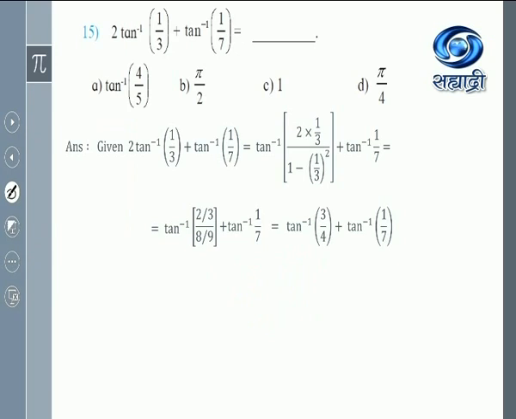Now see again, here we have two terms, tan inverse 3 by 4 plus tan inverse 1 upon 7. Again we use the formula tan inverse of x plus tan inverse of y, which is tan inverse of x plus y upon 1 minus xy. Here you have to consider the product x into y. The product is 3 into 1, 3, divided by 4 into 7 is 28, which is less than 1. Therefore, we use the formula.